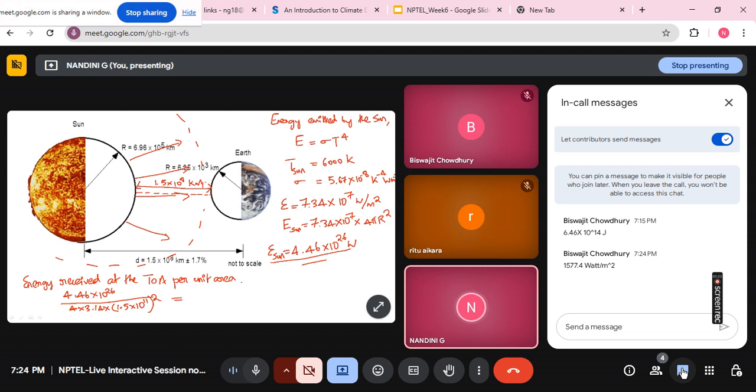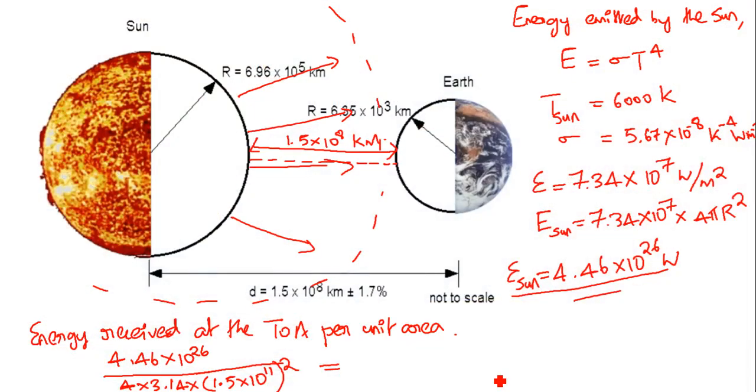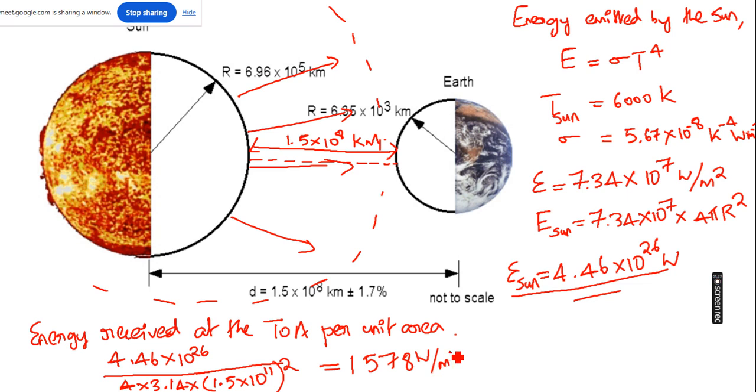Yeah, it is coming around 1570. So the actual value of the solar constant is 1360. I think there was some assumption we made. Maybe the temperature of the sun, the exact value is around 5772 Kelvin. We assumed it to be 6000 Kelvin. Maybe because of that, this difference came. So the actual value is 5772 Kelvin.